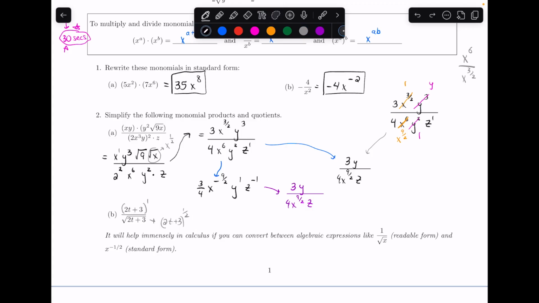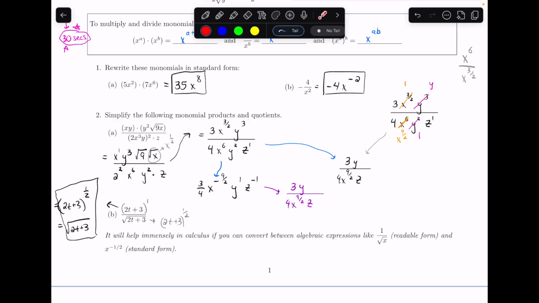Oh, so I get to do my subtraction rule. This becomes 2t plus 3 to the 1 minus 1/2. But 1 minus 1/2, that's just positive 1/2. Okay, so I could write my answer like this. Or I could rewrite that as a square root, the square root of 2t plus 3. Okay, now we got it.